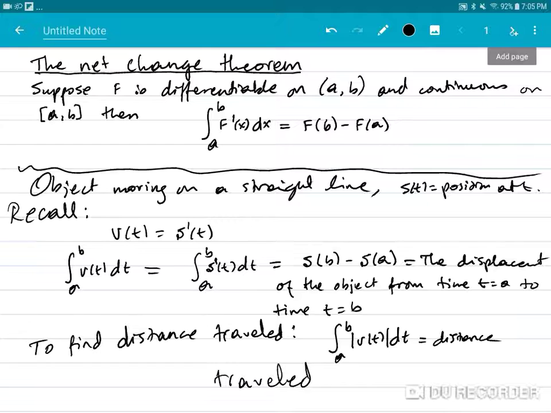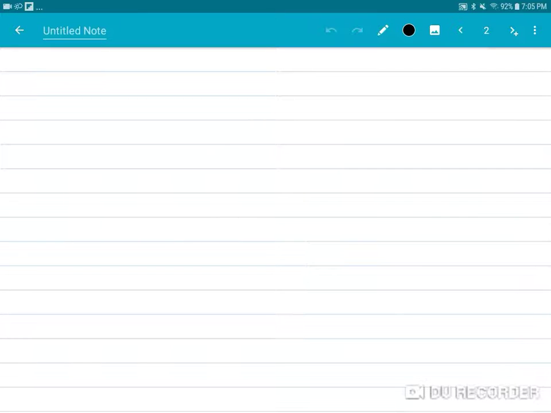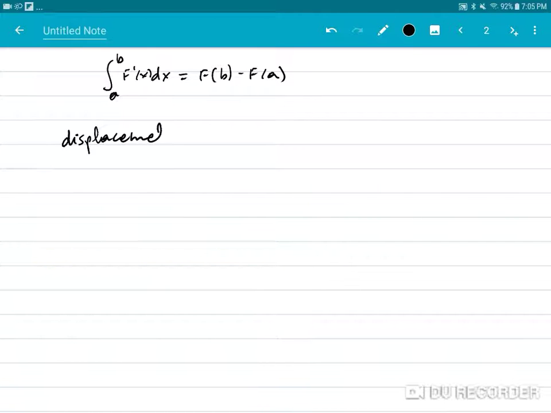So to recap, the net change theorem says the integral from a to b of f prime of x dx is f of b minus f of a. This is a fundamental theorem of calculus 2 result. And displacement is the integral of the velocity v of t from a to b. You would find the function when you integrate the velocity.